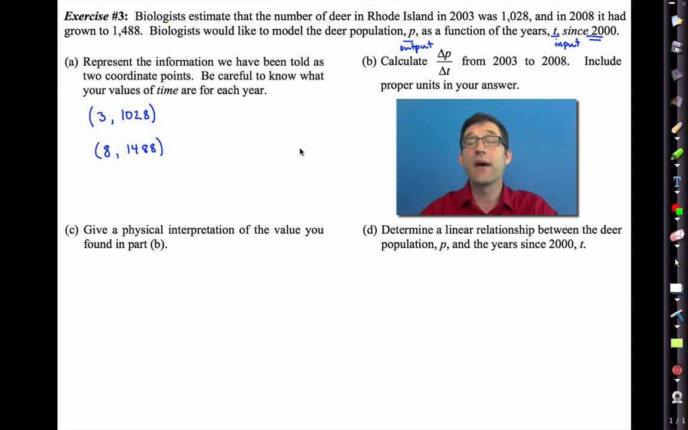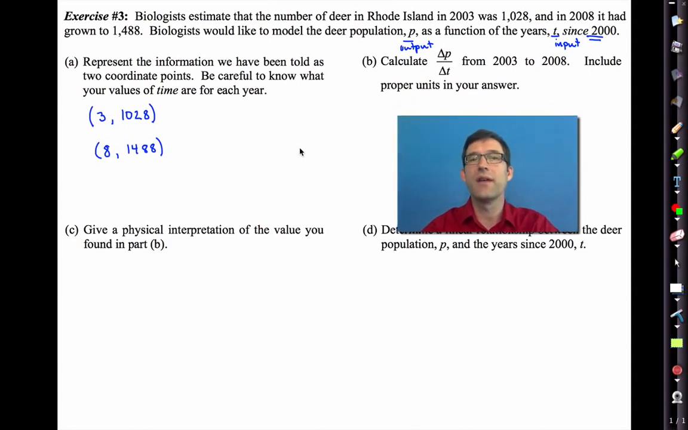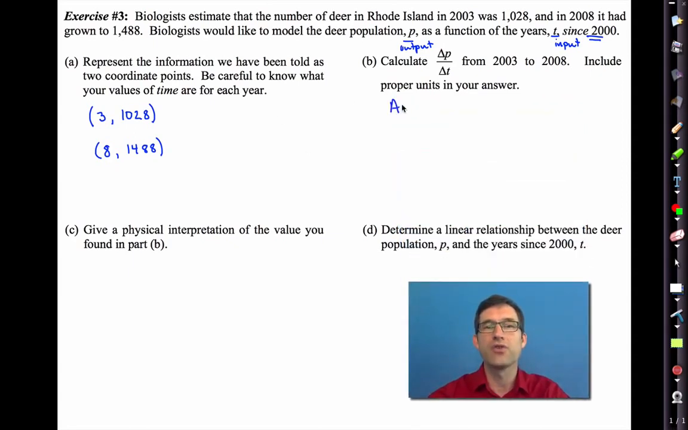All right, letter B says calculate delta P divided by delta T. In other words, the average rate of change, also known as the slope. And it says include units in the answer. Why don't you go ahead and do that? You've got the 2 points in A. Calculate that average rate of change.